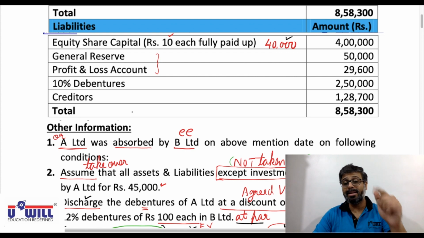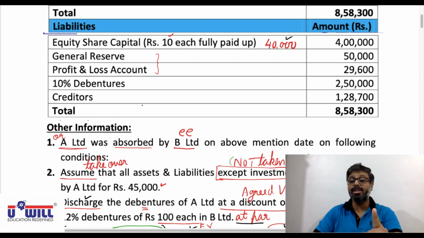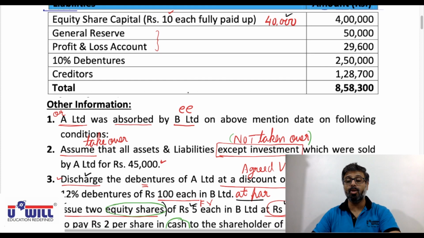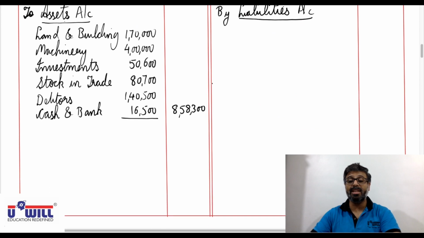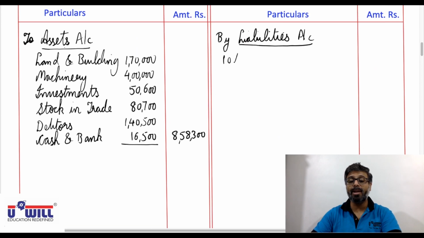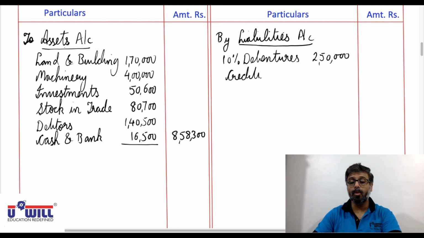If you remember in the last question, workmen compensation was paid by the transferor company itself. It was not taken over, so we did not transfer it to realization account. Here both the liabilities are taken over, so debentures and creditors 2,50,000 and 1,28,700. Okay, 10% debentures 2,50,000 and creditors 1,28,700. Total 3,78,700.